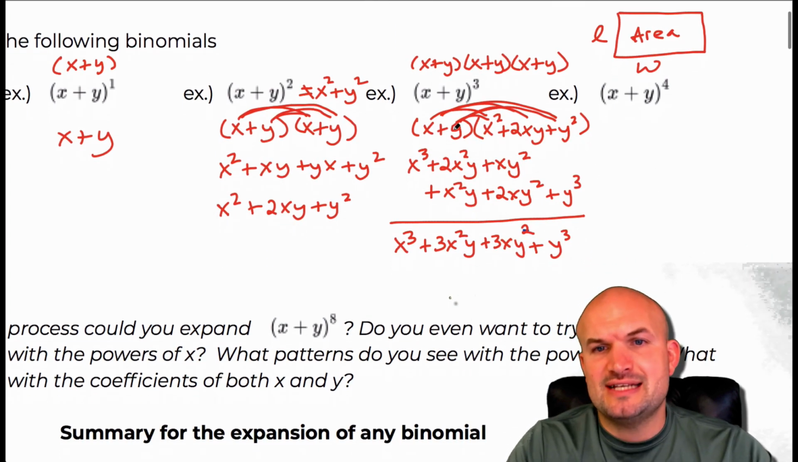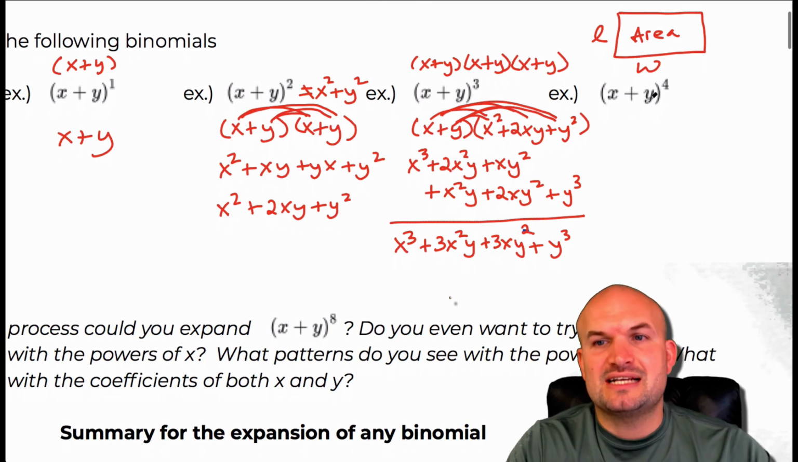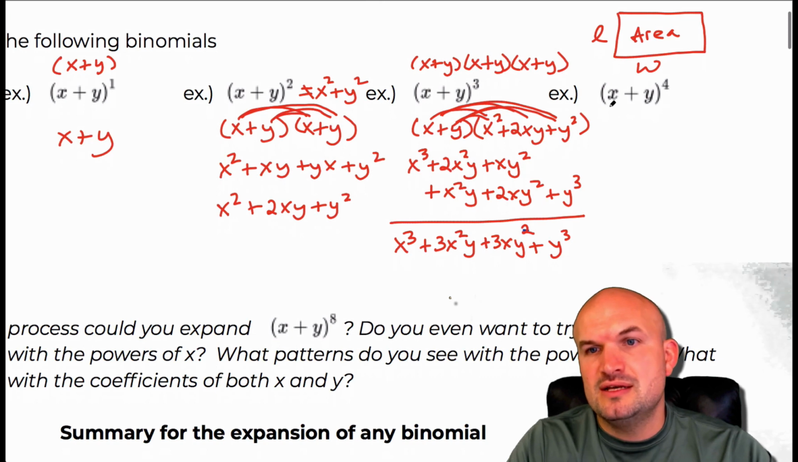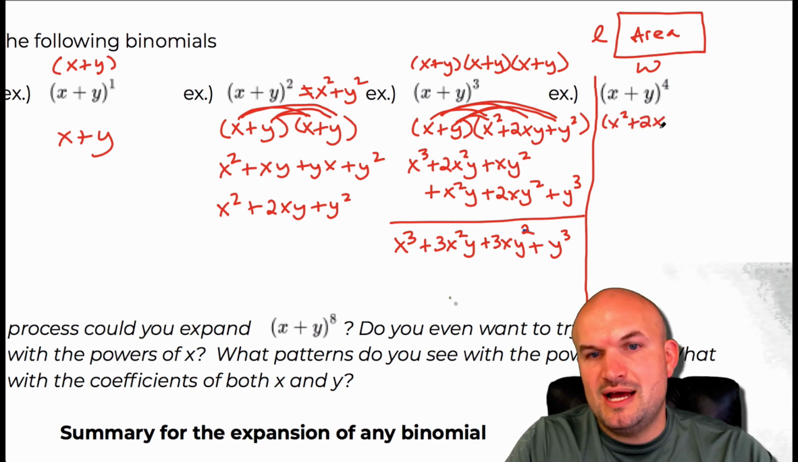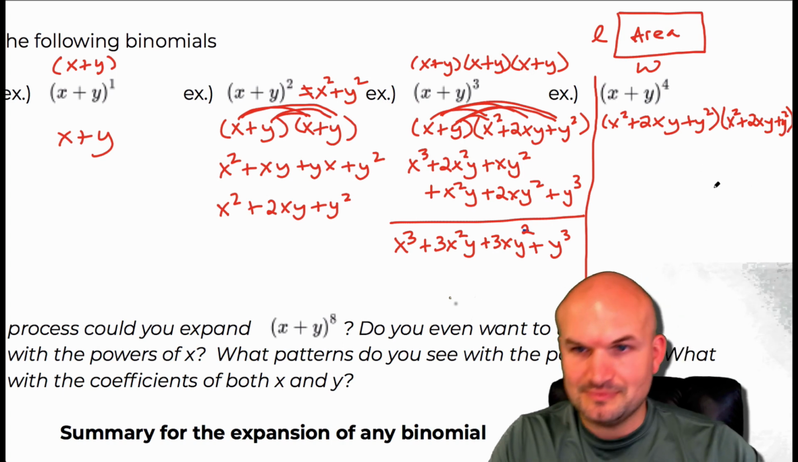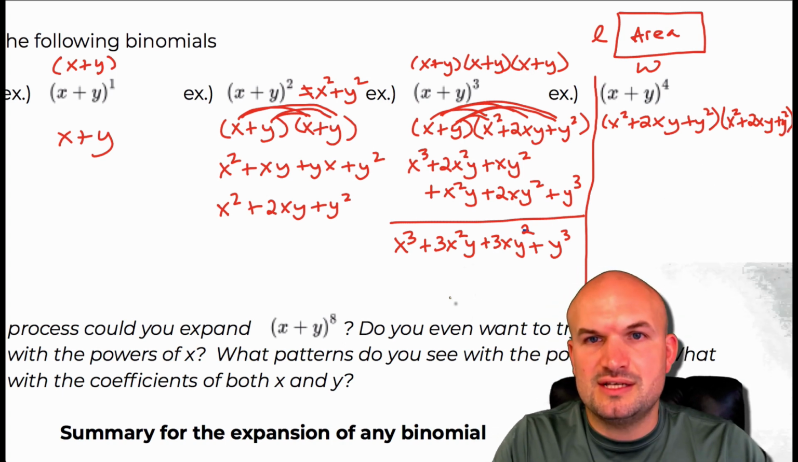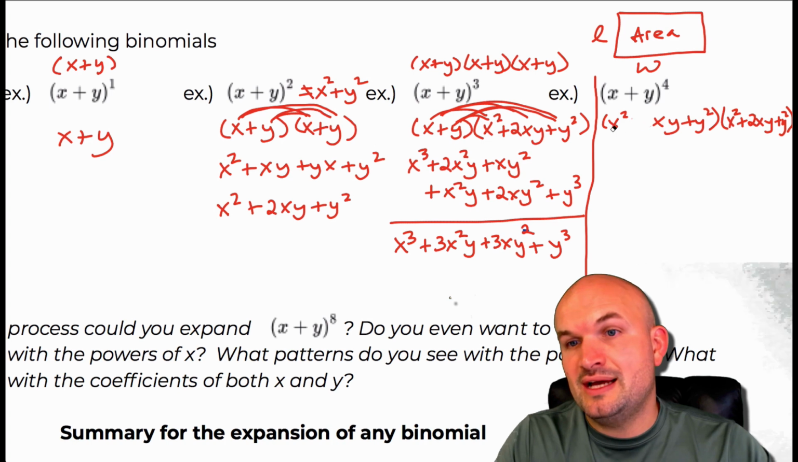So what I'm going to do is break this up as x plus y squared times x plus y squared. Now I already know what x plus y squared is, so I'm going to draw a line here so I don't get confused, or mix them up. So I'm going to write this as x squared plus 2xy plus y squared times x squared plus 2xy plus y squared. I'm running out of space. So therefore, I'm multiplying those out.